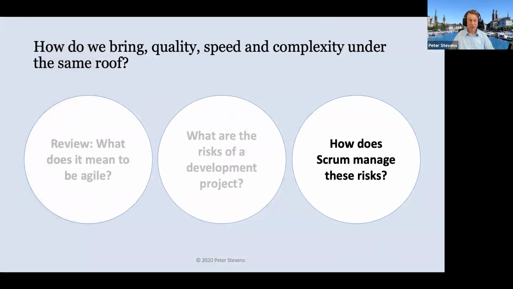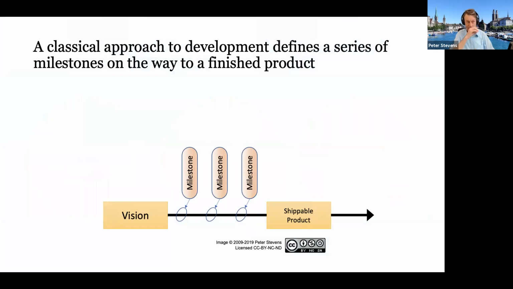So how do we bring this under the same roof? Well, what I want to do now is take a look at Scrum, because Scrum is a widely used example and it's well understood, and look at how Scrum manages these risks. Then when we get done with that, we'll circle around and say, how do we integrate this into our contract? So if we look at the classical approach to development, it's kind of modifying the assembly line, or modeling the assembly line, for knowledge work.